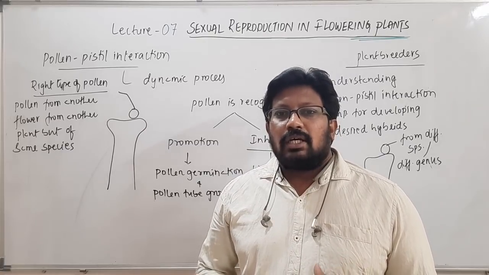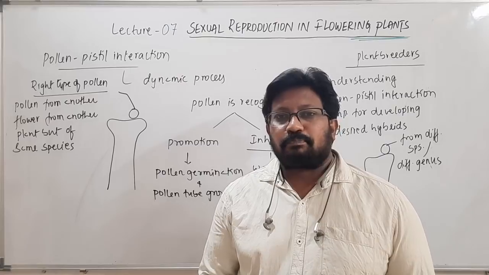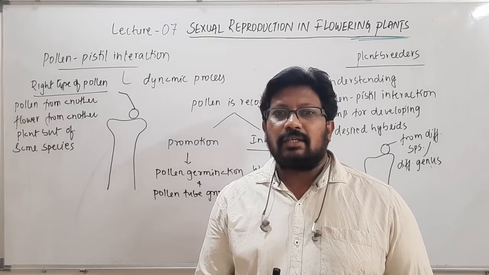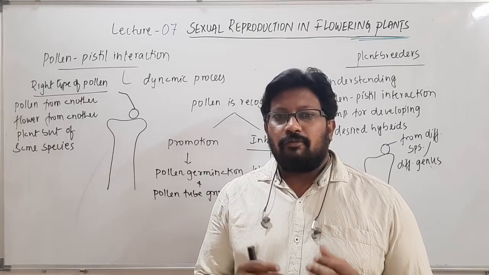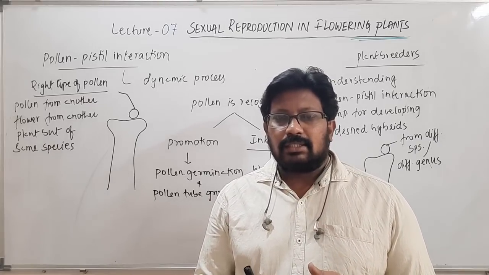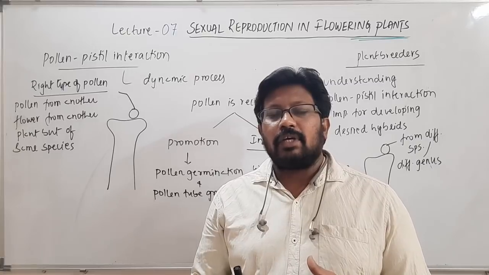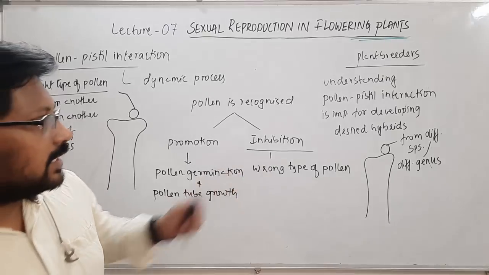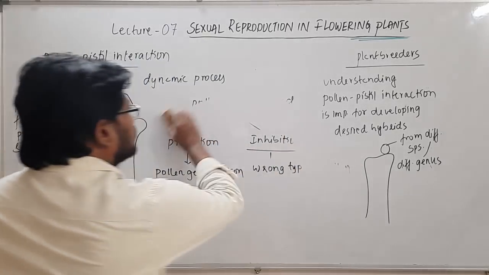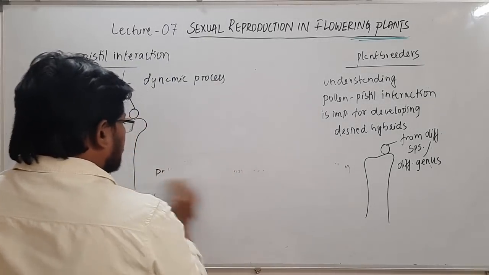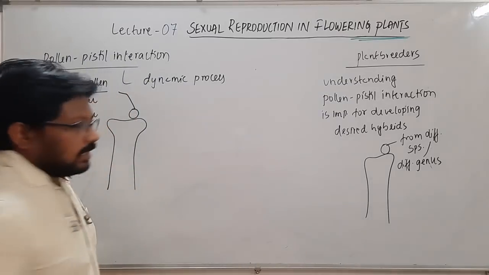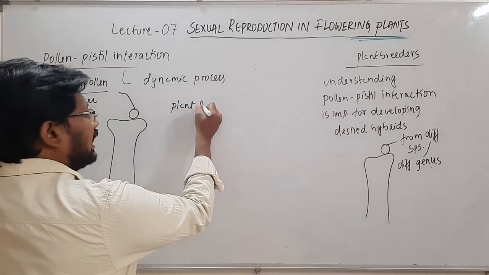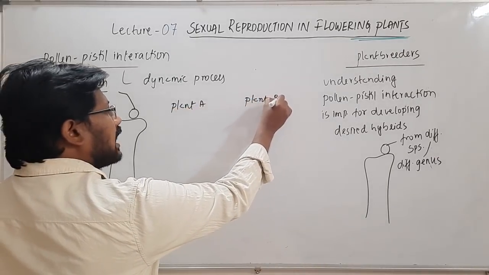So of course the ultimate point in obtaining the desired hybrids is to get more yield. A farmer wants plants that can give more yield. Okay, so let's understand this by taking an example. In this case, say there are two plants we have: plant A and plant B.